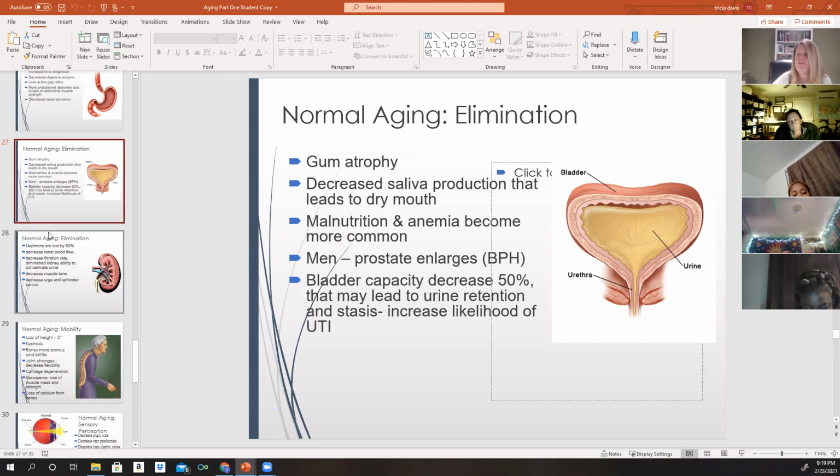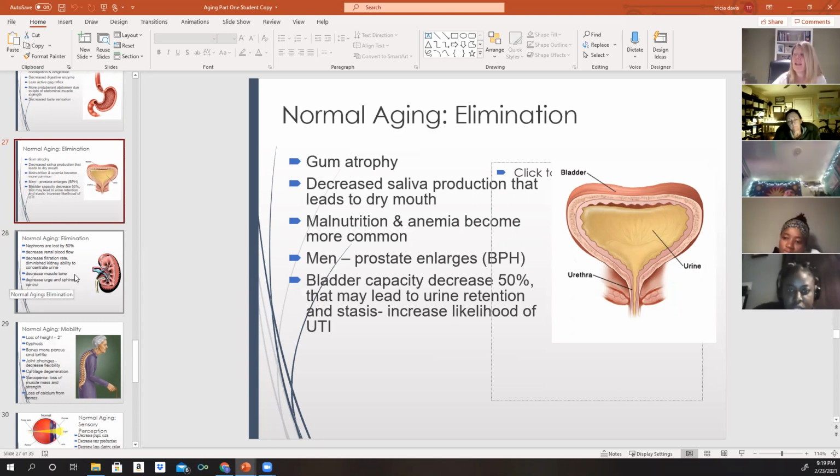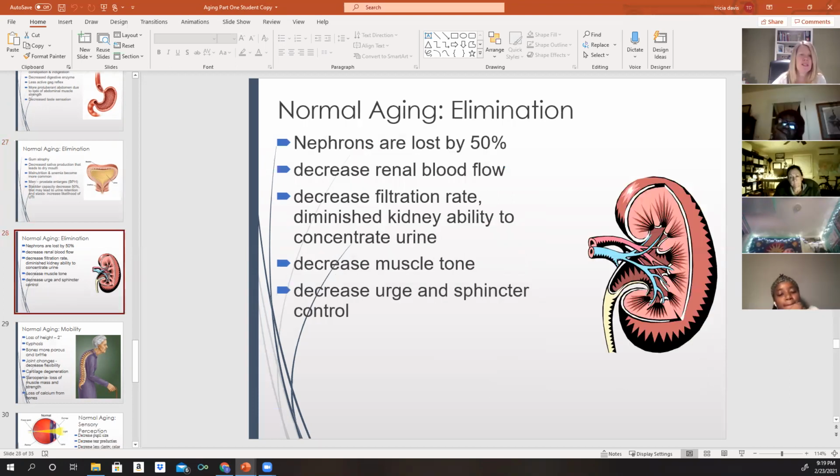UTIs. Or they're going to have frequency issues. They're going to have urgency issues. They're going to have nocturia where they're getting up, and we talked about this a couple of weeks ago. They're getting up in the middle of the night and going to the bathroom. So if they have nocturia, urgency, and frequency, what does that put them at risk for? Falls. Yes. Very good, guys. Fall risk. It's very good that you can put all these pieces together. Critically thinking. You're thinking like nurses.